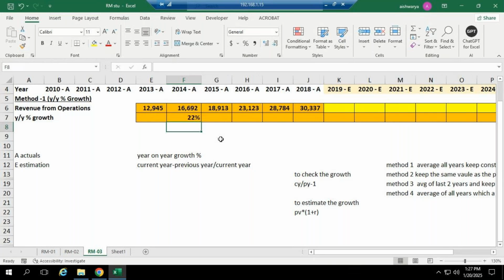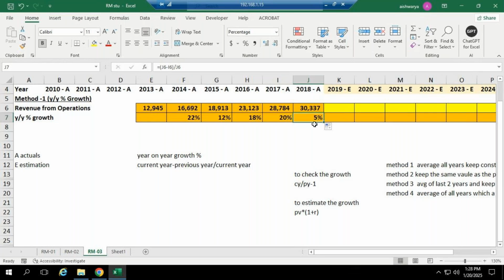Now you just drag this. So you will be getting the year on year growth percentage, which is the current year minus previous year divided by current year. So this is how you have to calculate the year on year growth percentage, till the years where you have the actual sales.